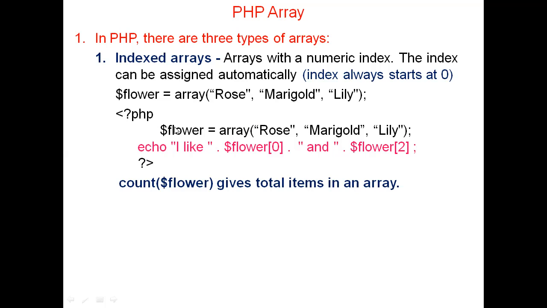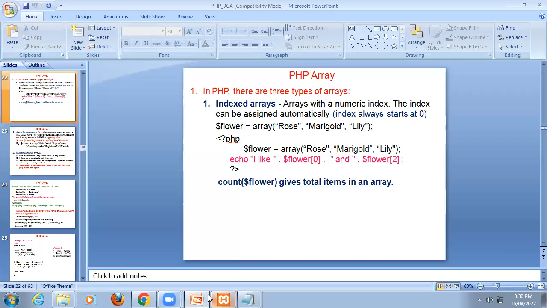And the count, there are so many inbuilt array functions so that you can have ready-made array functions or the array manipulations on the existing array. So the count $flower gives the total items in an array. So count $flower returns the value 3 in this example. Okay, so we will see the array demo. आपण array demo बघूया की कसं रन होते ते.